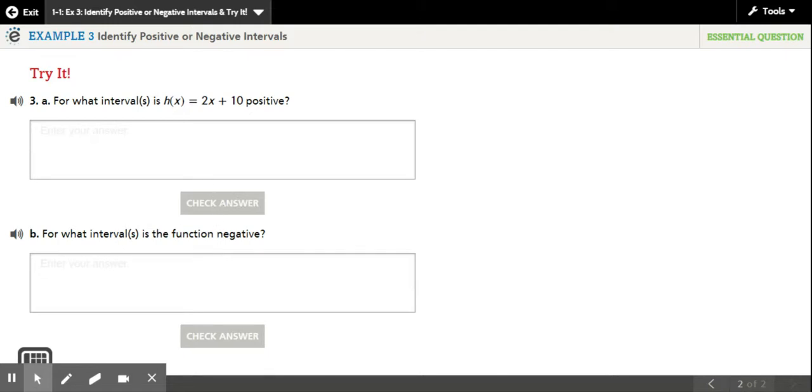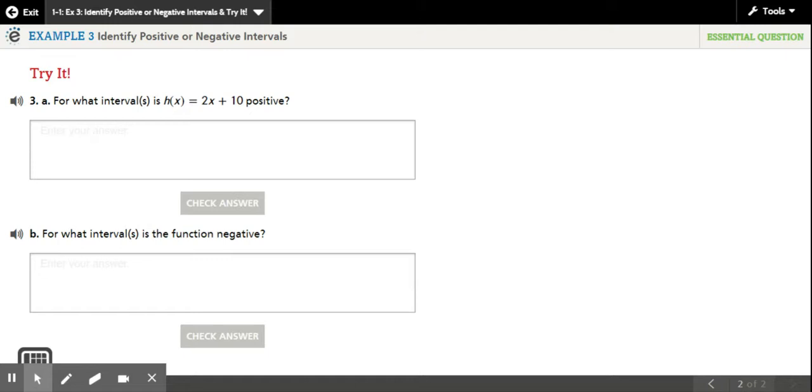Okay, so what I would do is graph. I think that's the easiest thing to do. So I'm going to use my calculator, clear out what's there, and enter a new equation. In this case, for 3a, it's h of x, same thing as saying y equals 2x plus 10. So 2x plus 10, and then we're going to graph that.